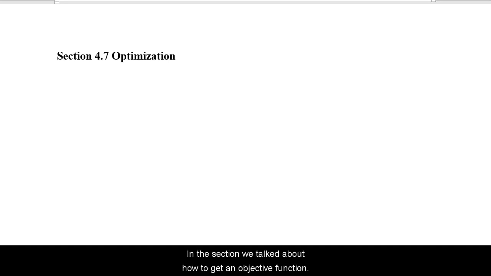In this video, we're going to be talking about optimization problems in Calculus 1. This is for section 4.7 out of the OpenStax Calculus book, volume 1. In this section, we talk about how to get an objective function to find a maximum or minimum value subject to given constraints. So let's make some definitions.